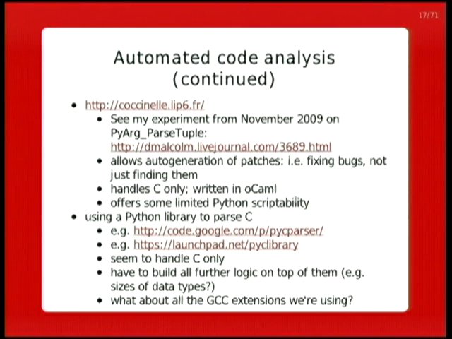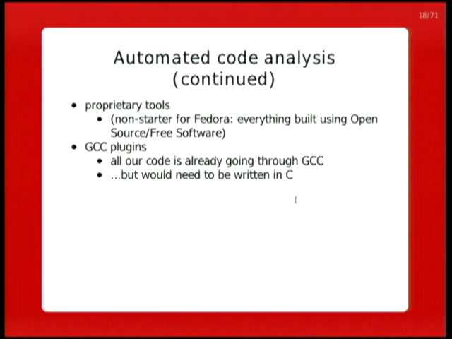It's kind of cool, you can auto-generate patches rather than just find the bugs. But unfortunately, it still only handles C code. There are also some Python libraries out there that can parse C. I don't know of any that can parse C++. And there are also proprietary tools, but that's a non-starter for me in the Fedora project. Our whole tool chain is free software, open source.